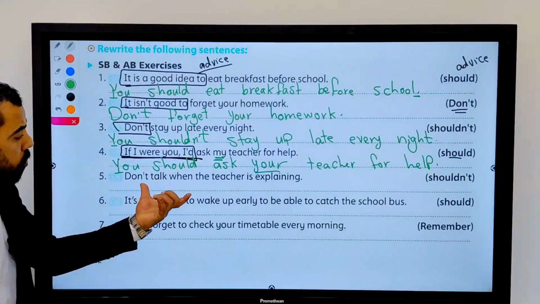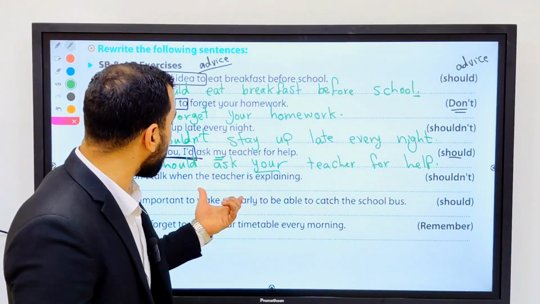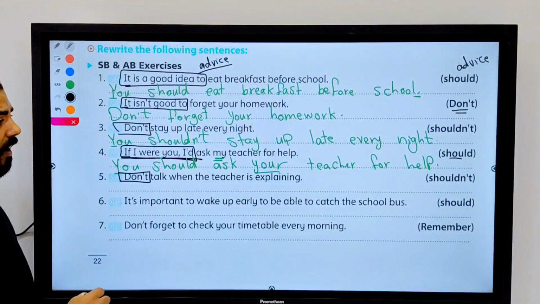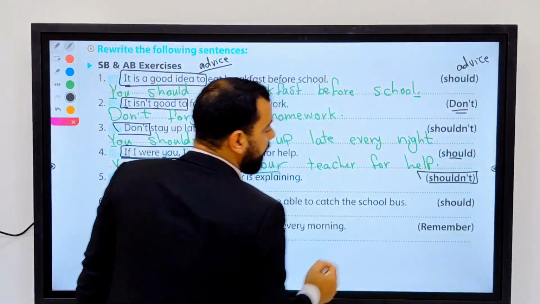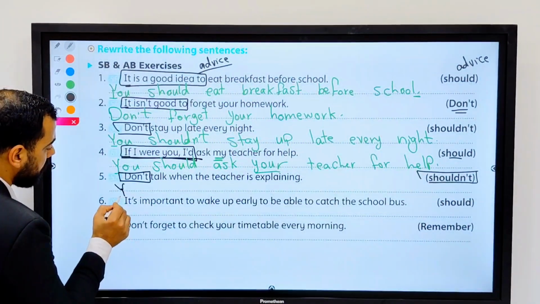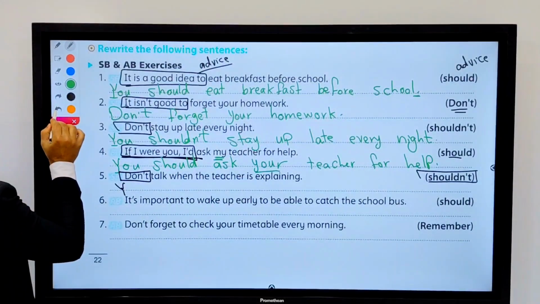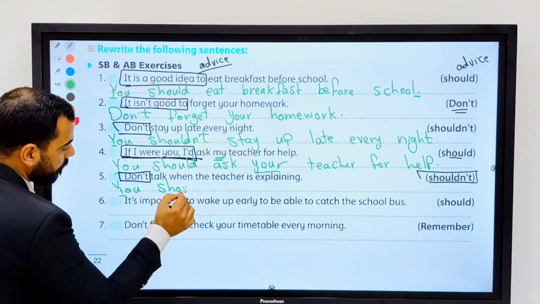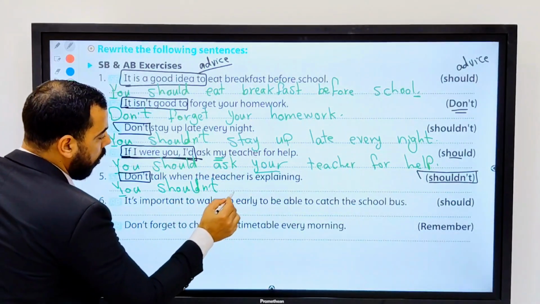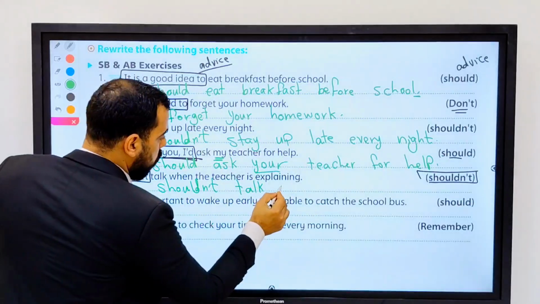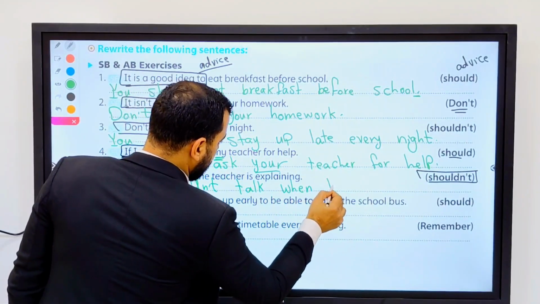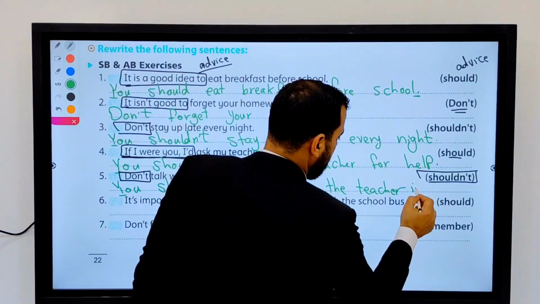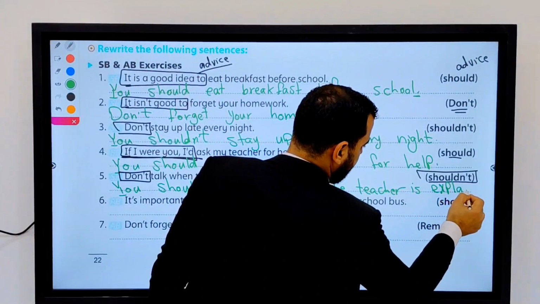So don't talk when the teacher is explaining. Don't, we use it to give advice, and shouldn't, we use it to give advice. So you shouldn't talk when the teacher is explaining.